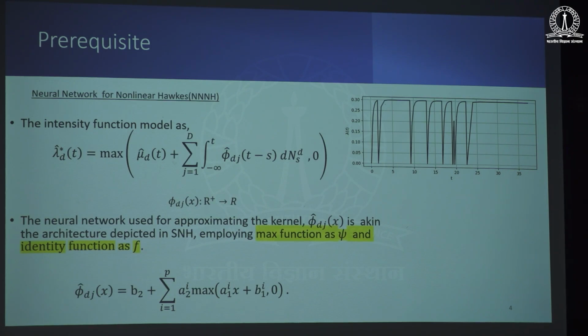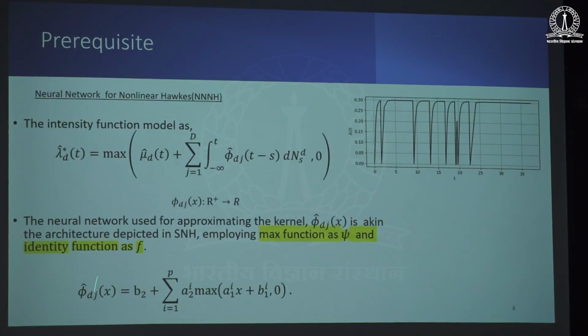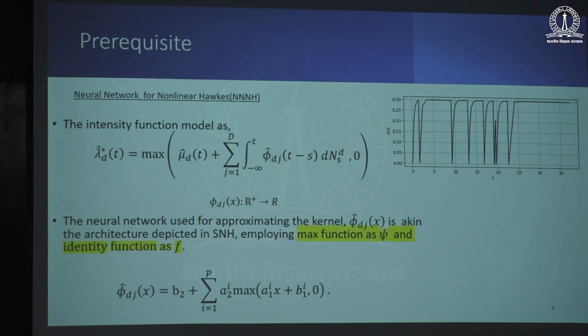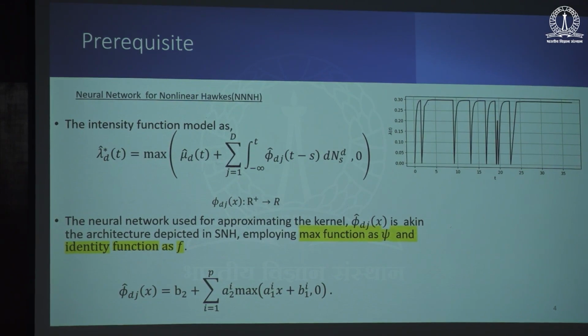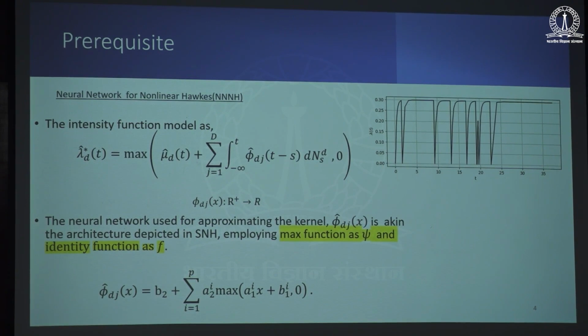To estimate that, we proposed another method known as a neural network for non-linear Hawkes. Here also we use a neural network to approximate the kernel phi. The difference here is that there is no exponential function, so the kernel can take negative values. So these are the two estimations. These are all prerequisites. This one is also a paper that you can read on arXiv, and this one is also on arXiv. So if someone wants more information about it, they can read it on arXiv.